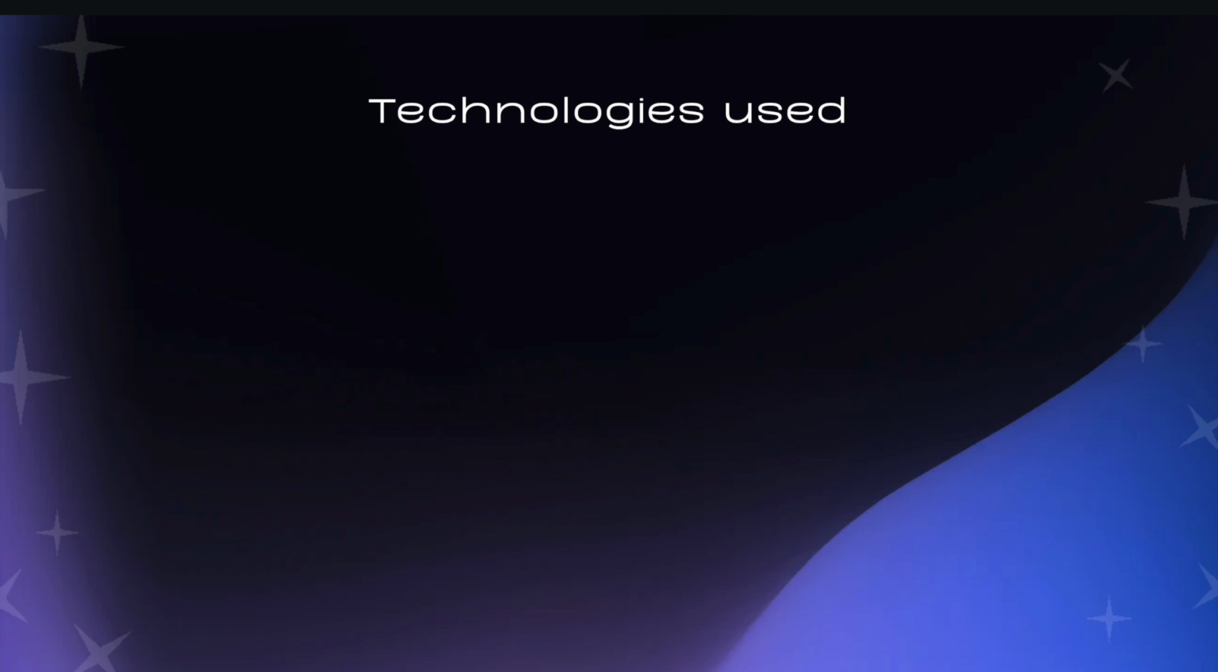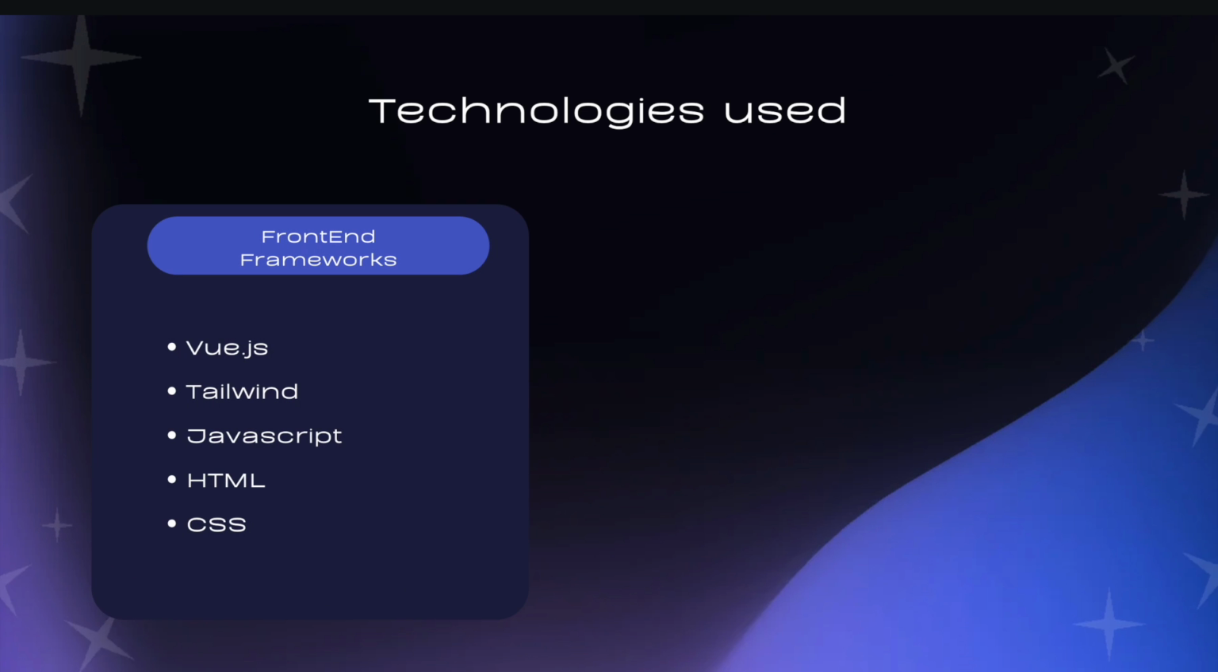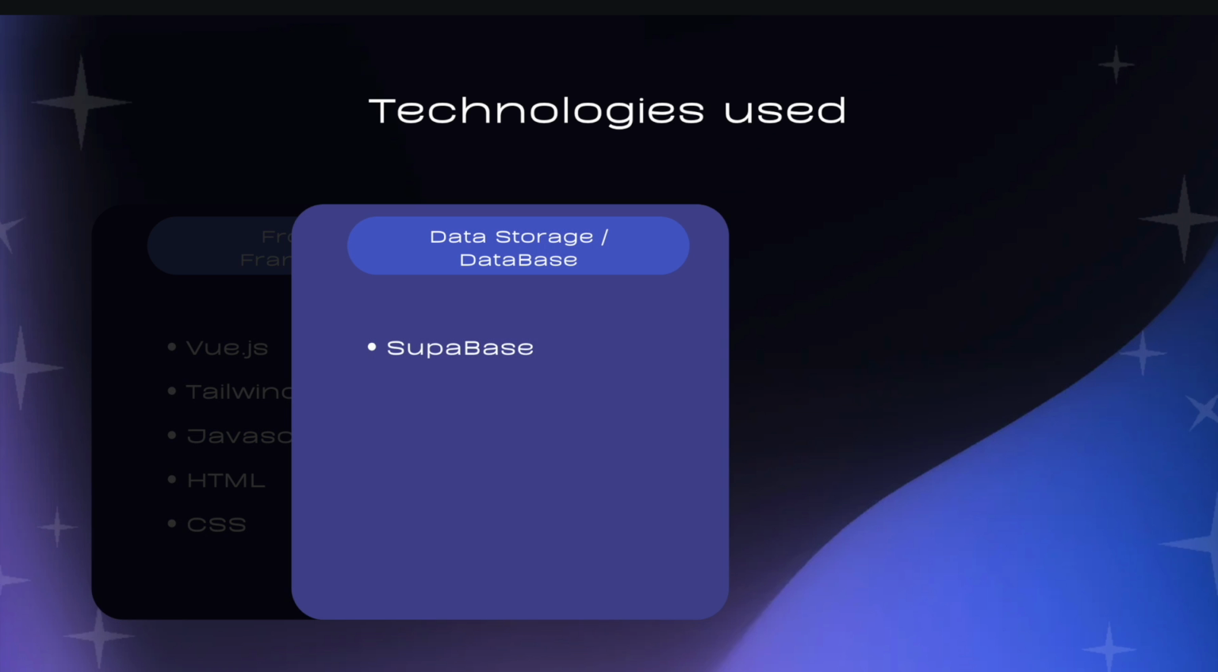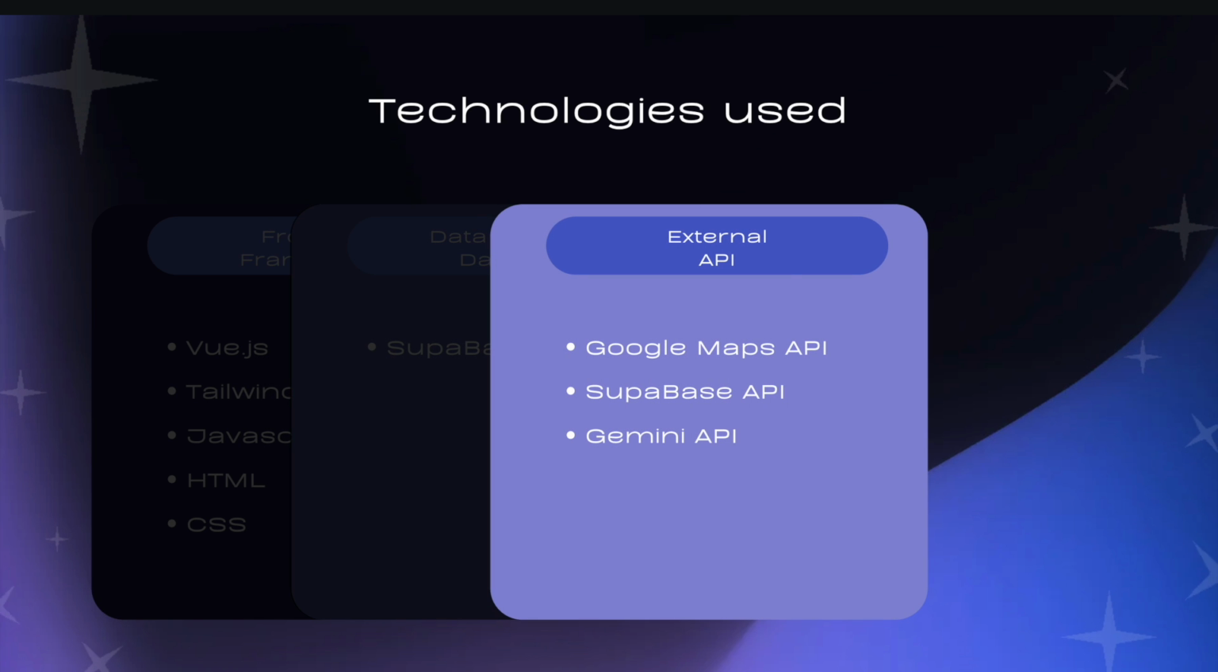From a technical perspective, we use Vue.js and Tailwind for the front end, as well as the languages we've learned: HTML, CSS, and JavaScript. We also use Supabase as our database for authentication and event data. We use the Google Maps API for event locations and the Gemini API to power our Smart Planner feature. And we also use the Supabase API to call Supabase commands.